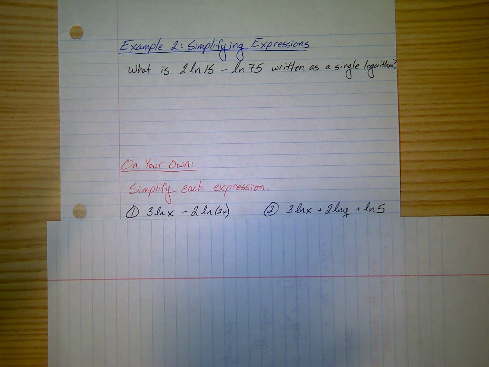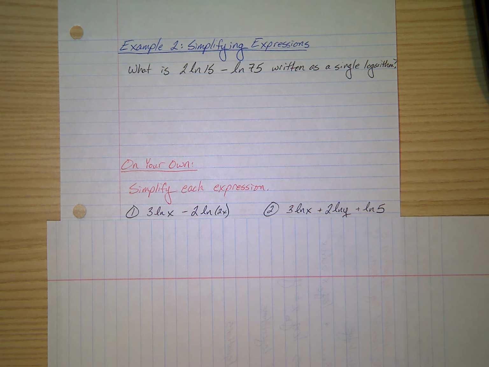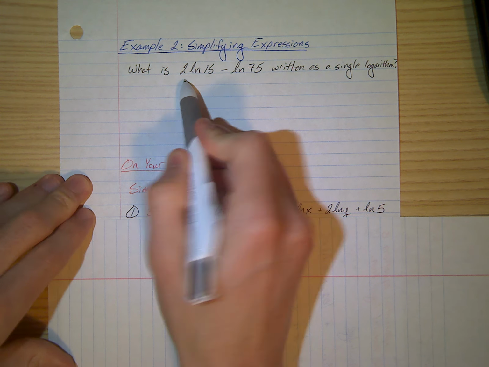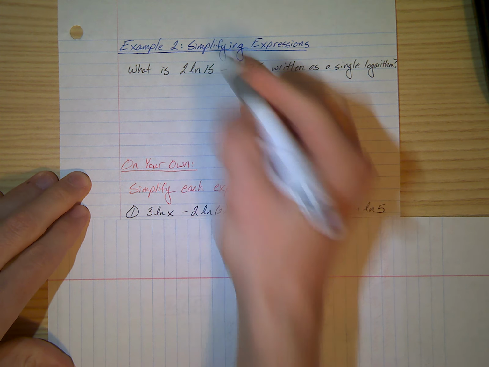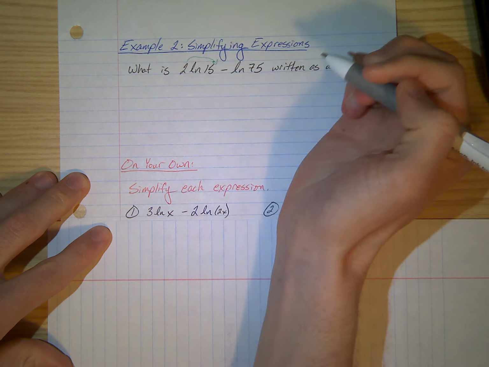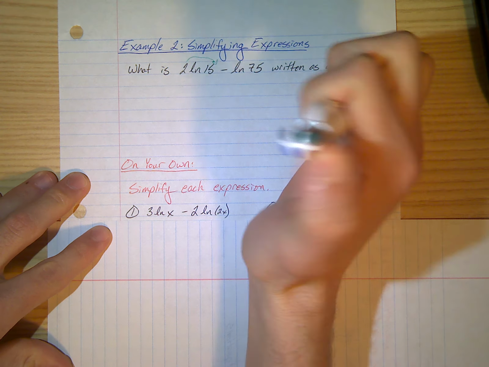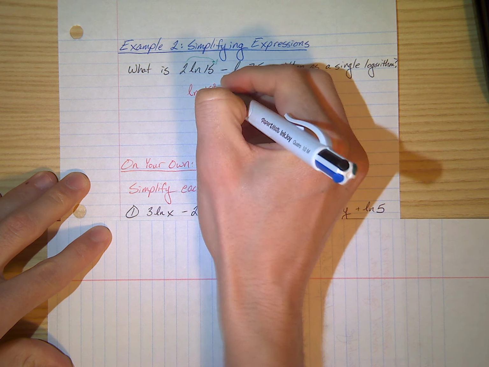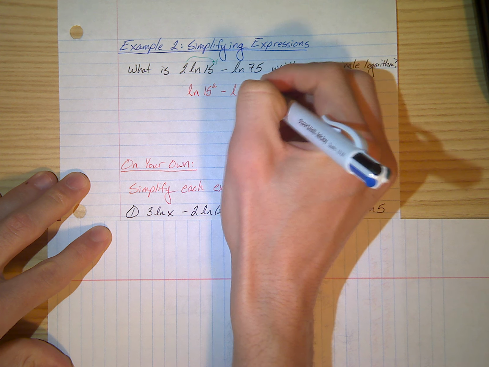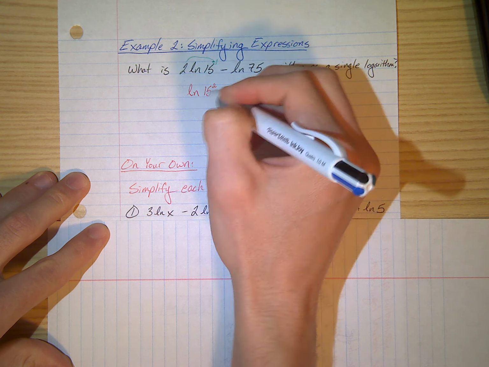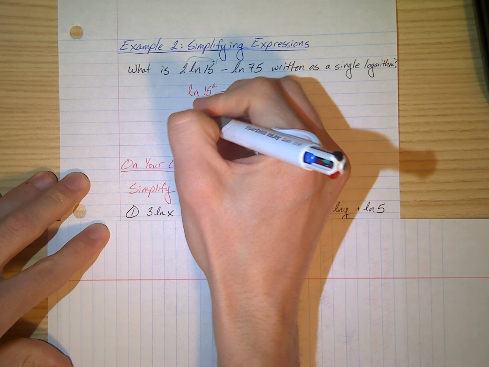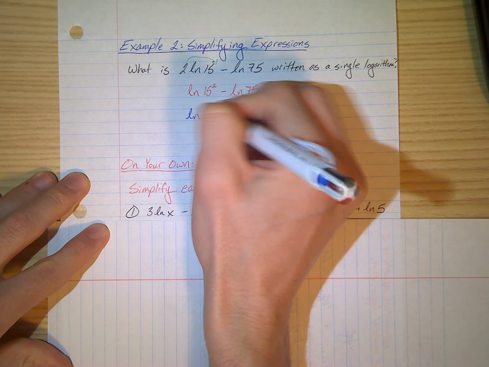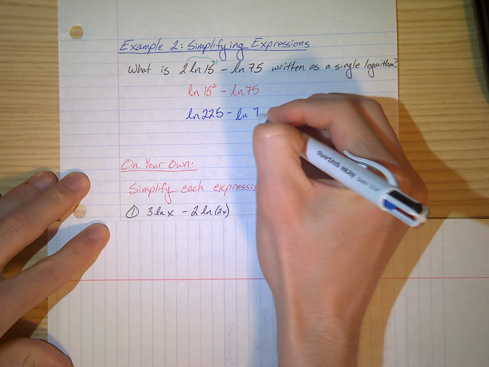When we are simplifying using those properties of logarithms, we need to remember that when we have a number in front of a logarithm, that is going to become an exponent on the argument. So the first thing that we're going to do here is rewrite this as the natural log of 15 squared minus the natural log of 75. Well, 15 squared is 225, so we actually have the natural log of 225 minus the natural log of 75.